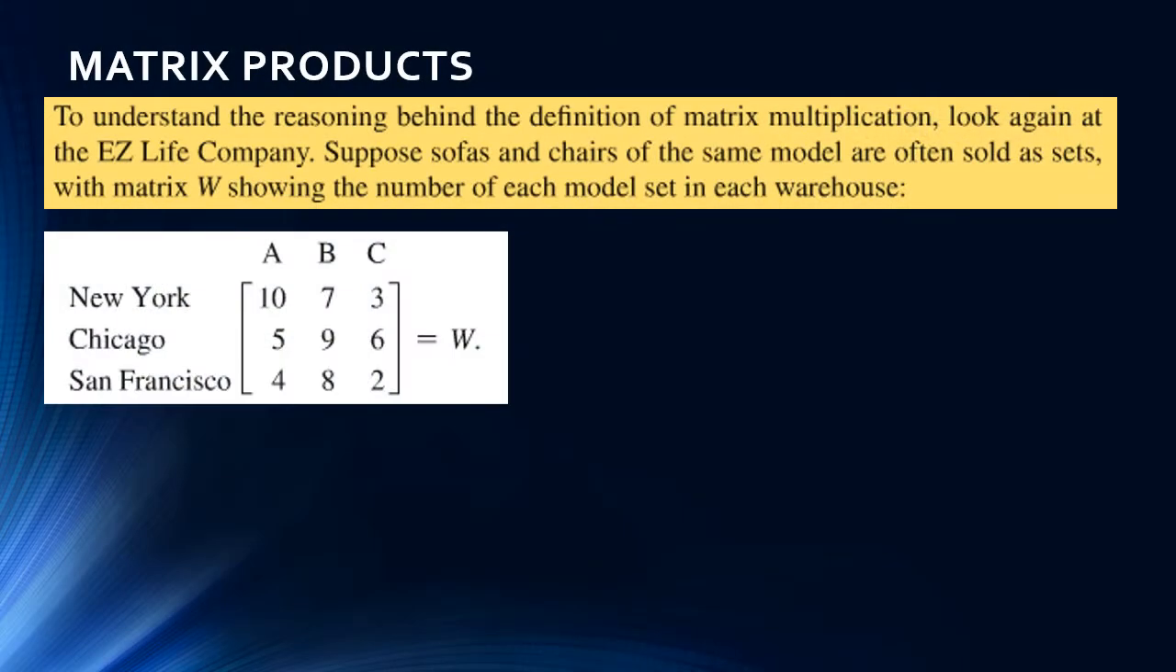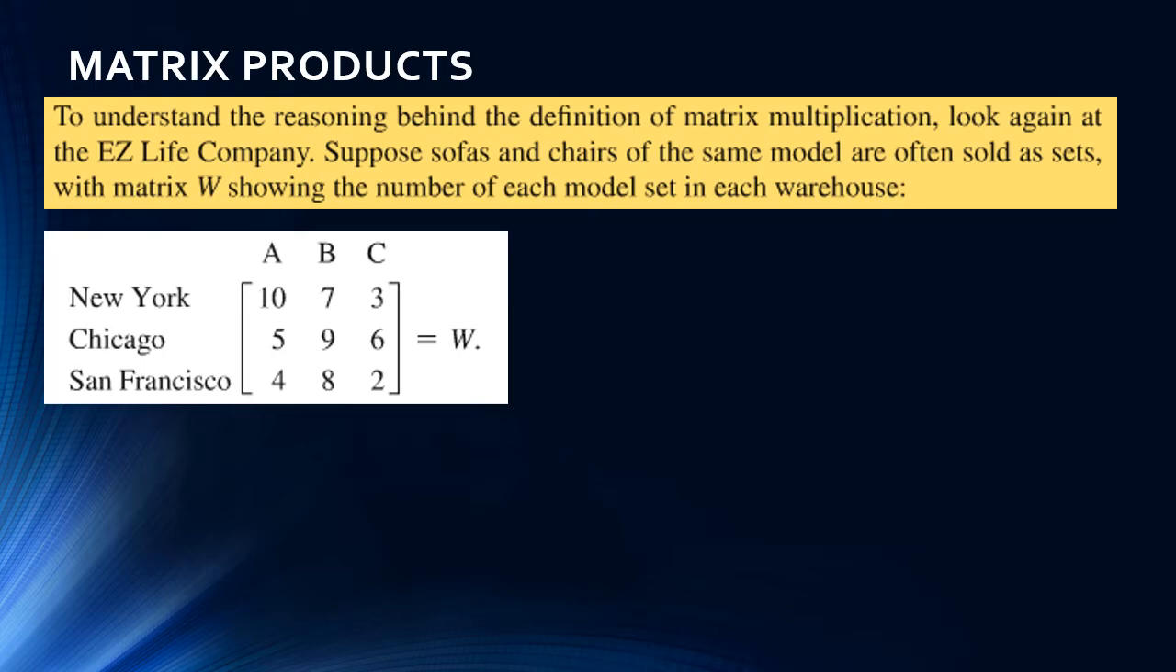To understand the reasoning behind the definition of matrix multiplication, look again at the Easy Life Company. This is the problem we started chapter 6 with. Suppose sofas and chairs of the same model are often sold as sets, with matrix W showing the number of each model set in each warehouse. For example, sofas and chairs of model A, there are 10 sets in the warehouse in New York.